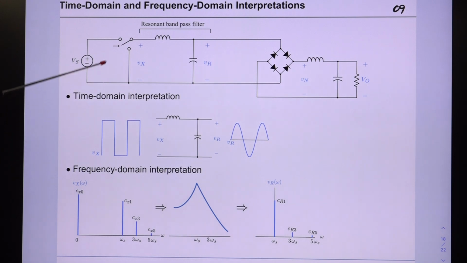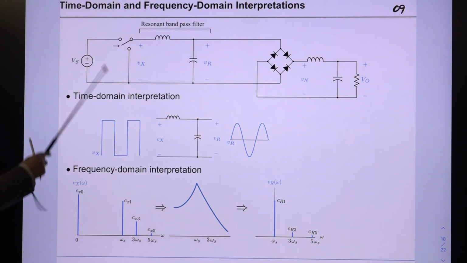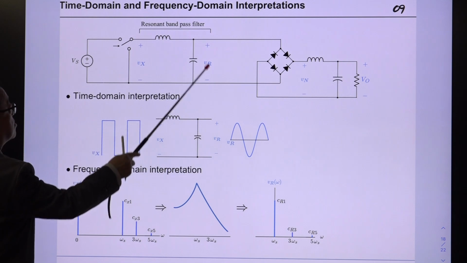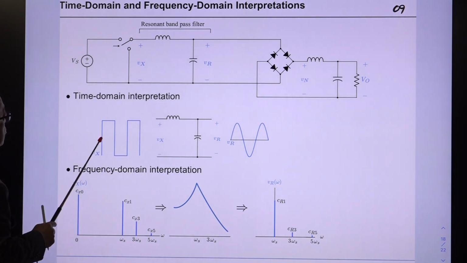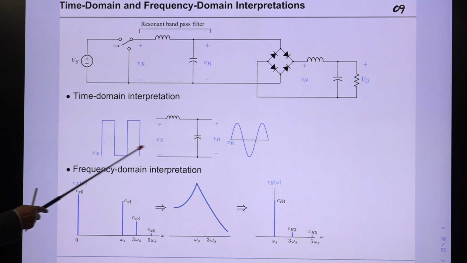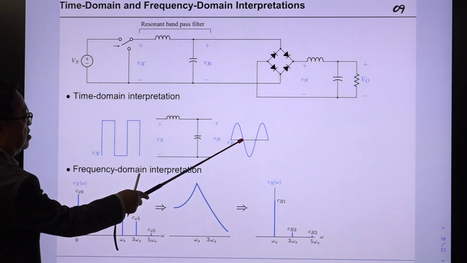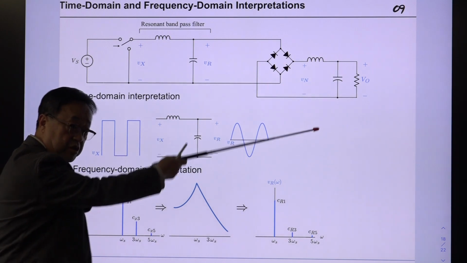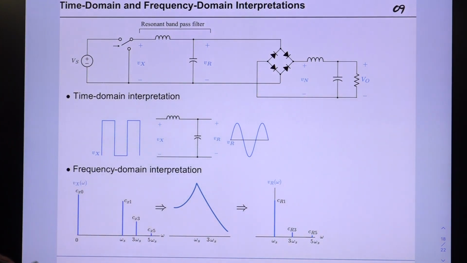So this is the time domain interpretation. This is the pulse waveforms, and we have this bandpass filter here. With this, we are just extracting the fundamental component of this spectrum. So we have this sinusoidal waveform, and this waveform will be rectified and averaged to generate our voltage. In terms of frequency domain interpretation, this is the Fourier series expansion of this.